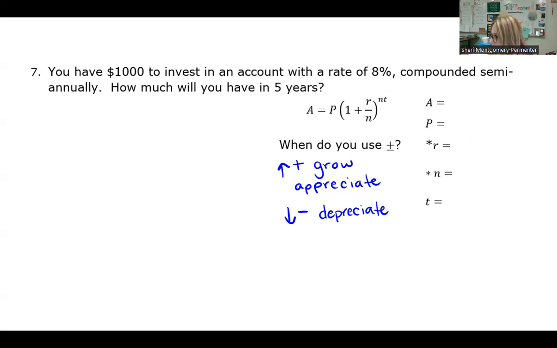Please don't skip the word problems on your homework. That's what we tend to do. The word problems are not difficult. All right, for this one, let's figure out what the pieces mean. A, same thing, it's your final amount. The P is a special name for your initial amount. It's still the same thing. It's the initial amount, but they call it a principal.